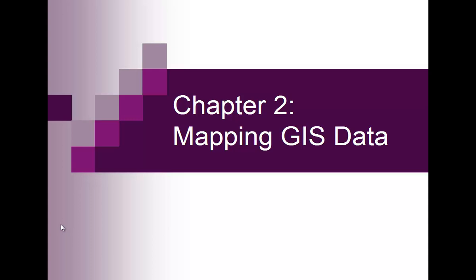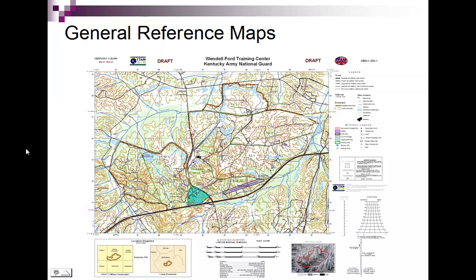So here we're going to talk about some of the techniques by which we make maps and represent and render some of the data that we have in the GIS environment. Typically, this is what we call a general reference map. This is a map that I made when I worked for the military. It shows a lot of different features here.